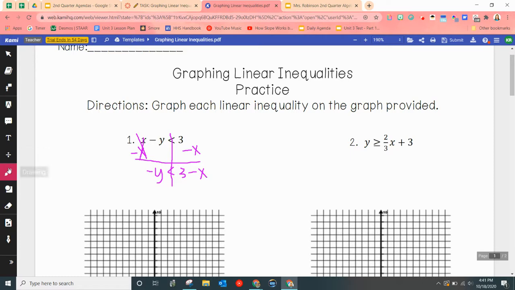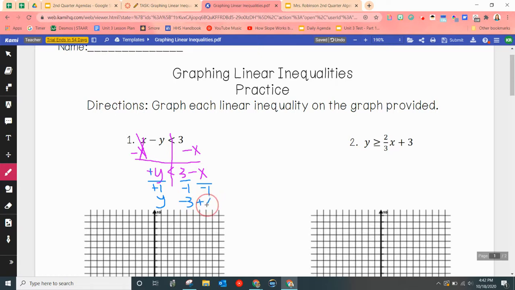So now I see in front of y, I have negative. Well, negative what? Well, remember, that's really just negative 1. So I need to divide everything by negative 1. Now, negative 1 divided by negative 1 becomes positive 1. That's what I wanted. So now I just have positive 1y. Now, 3 divided by negative 1, well, that's going to change the sign to now negative 3. And negative x divided by negative 1 is now positive x.